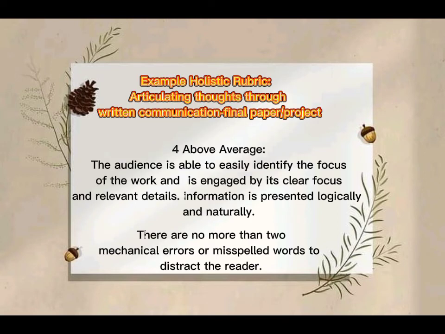Example of holistic rubric: articulating thoughts through written communication, final paper, or project. 4. Above average. The audience is able to easily identify the focus of the work and is engaged by its clear focus and relevant details. Information is presented logically and naturally. There are no more than 2 mechanical errors or misspelled words to distract the reader.